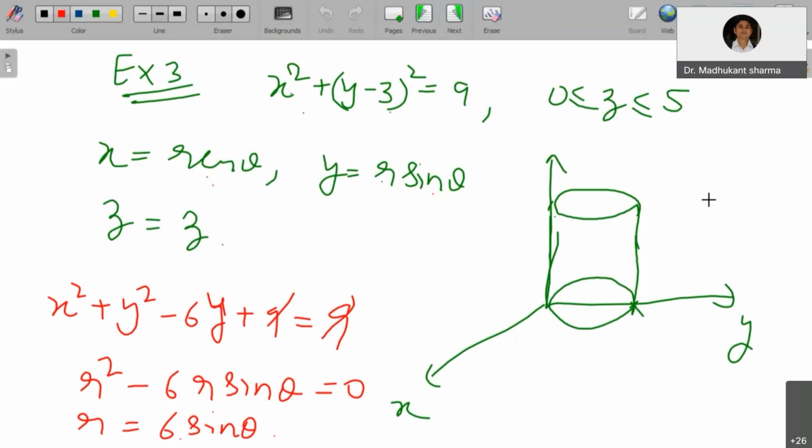Zero to pi. Yes. Why is this so? In the XY plane, it's in two quadrants. So you can say from positive x to negative x.